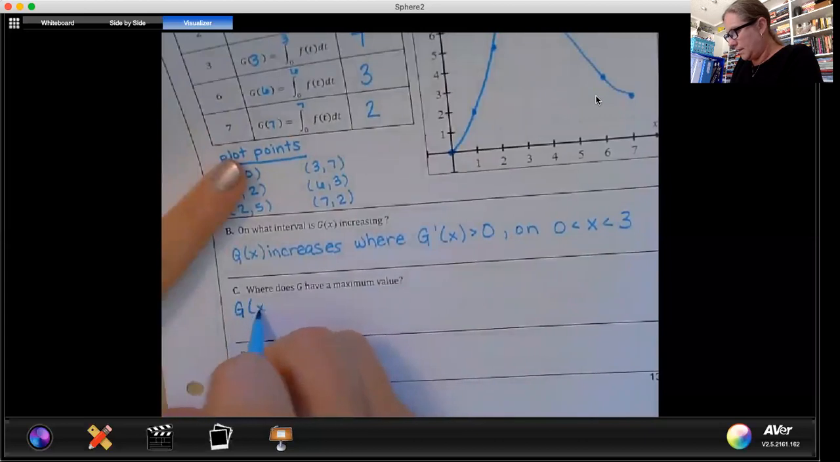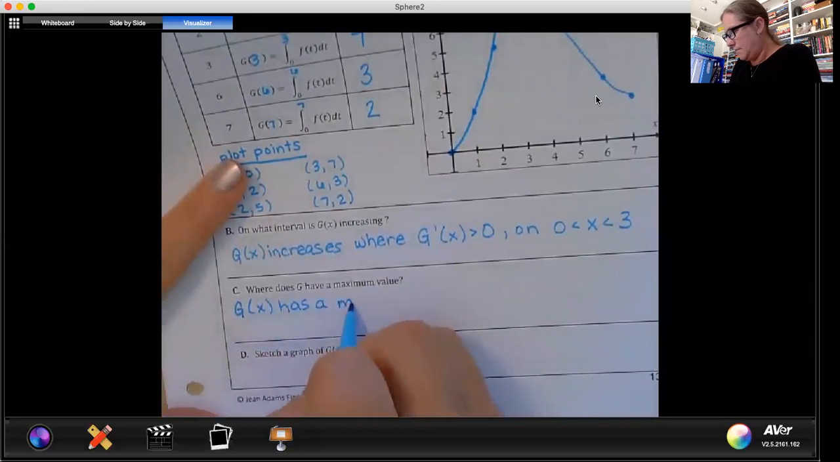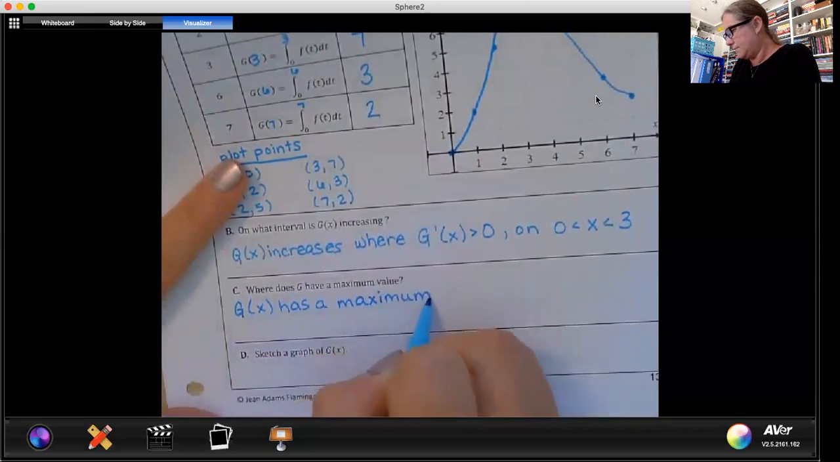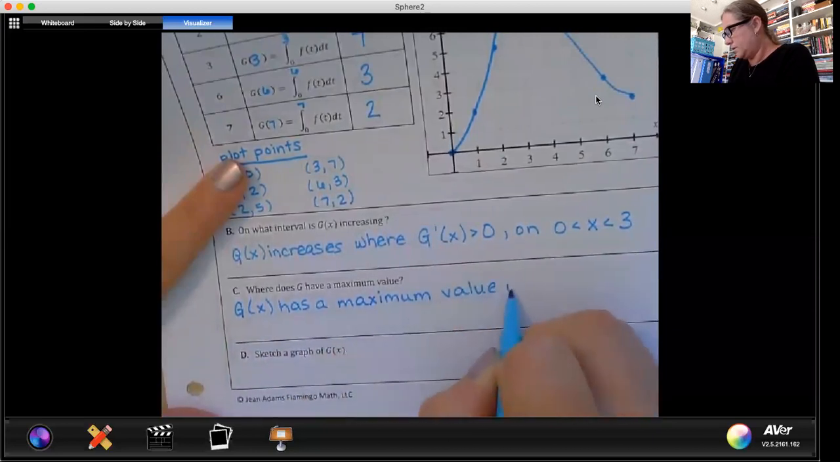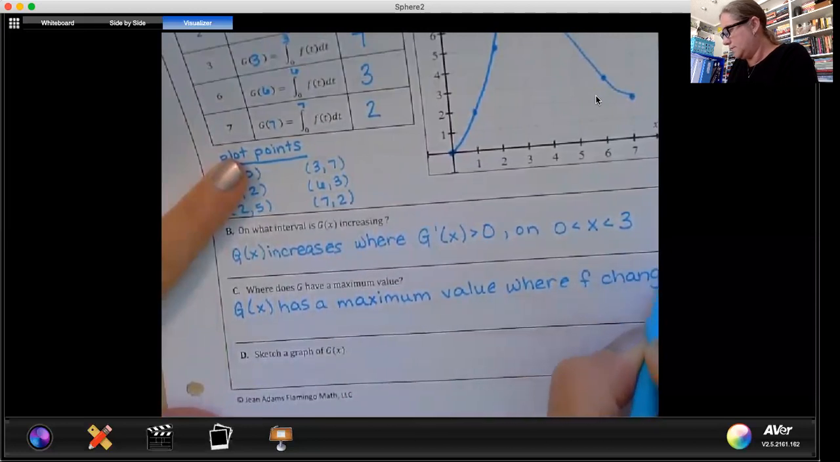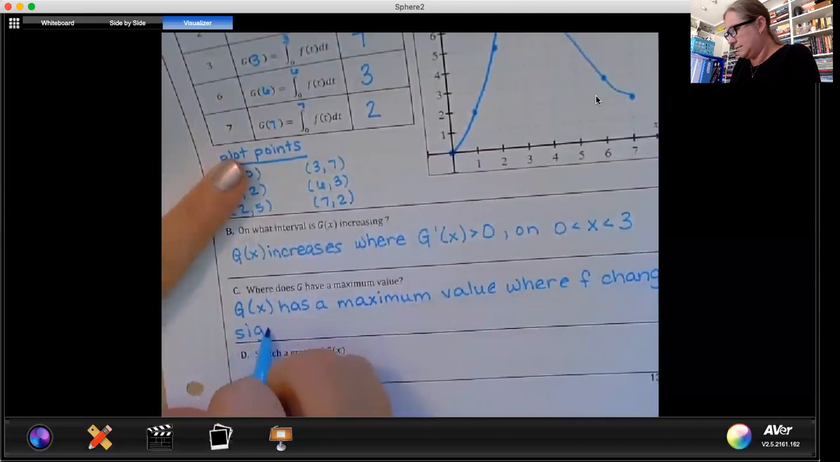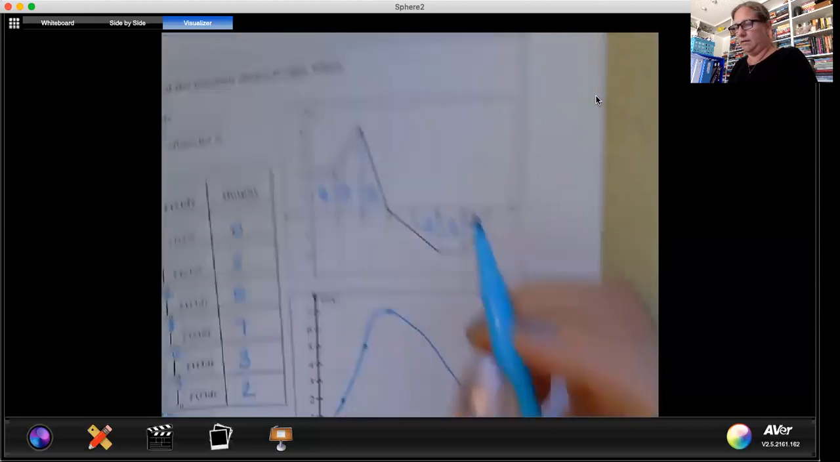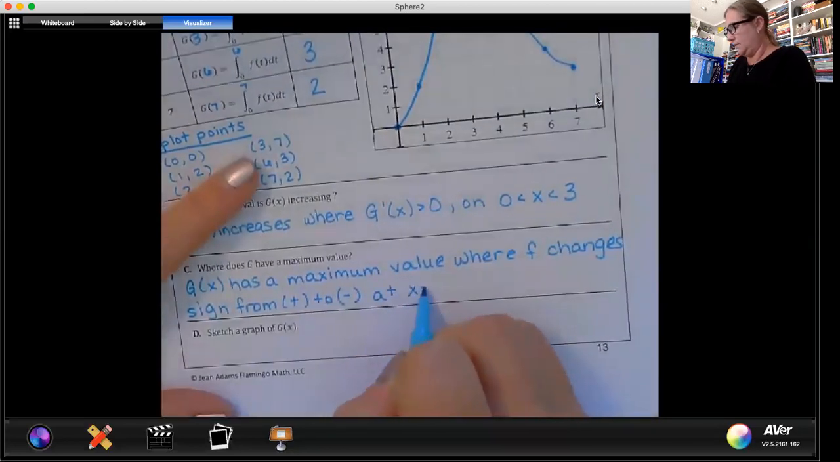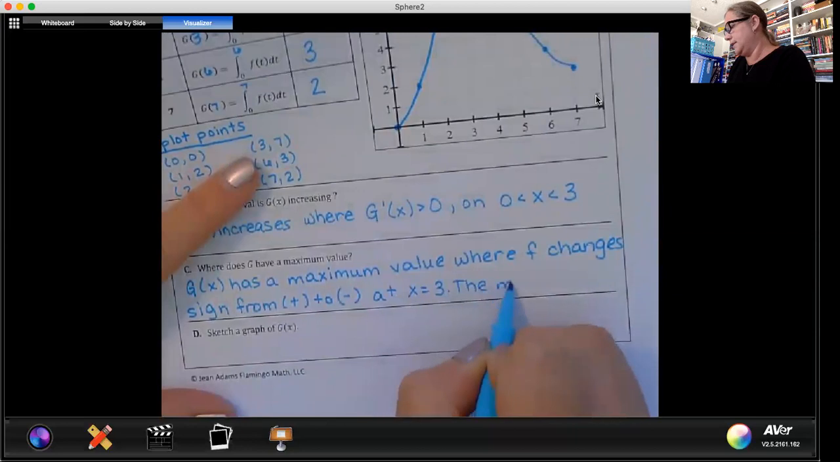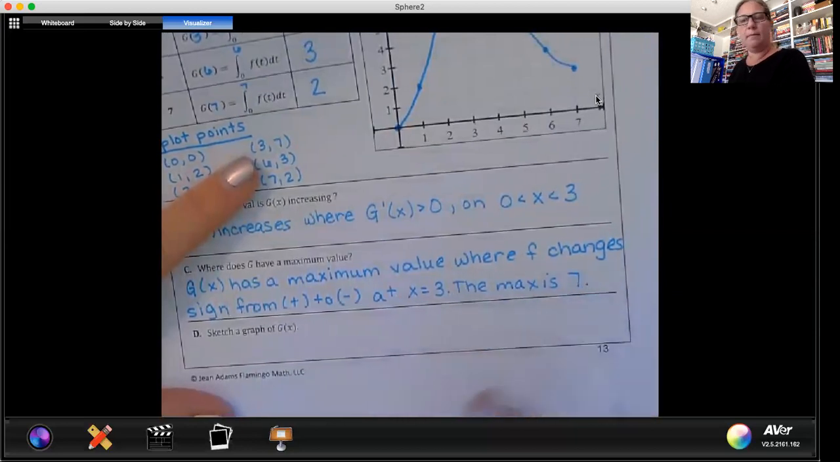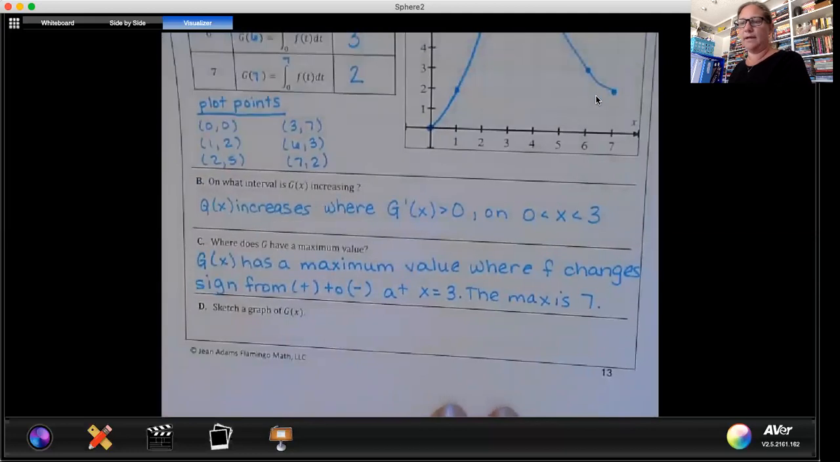So g of x has a maximum value where f changes sign from positive to negative, which is at x equals 3. The max is 7. So you have a couple of different things that you can look at in order to do that. And then part D says sketch the graph, and we've already done that as well.